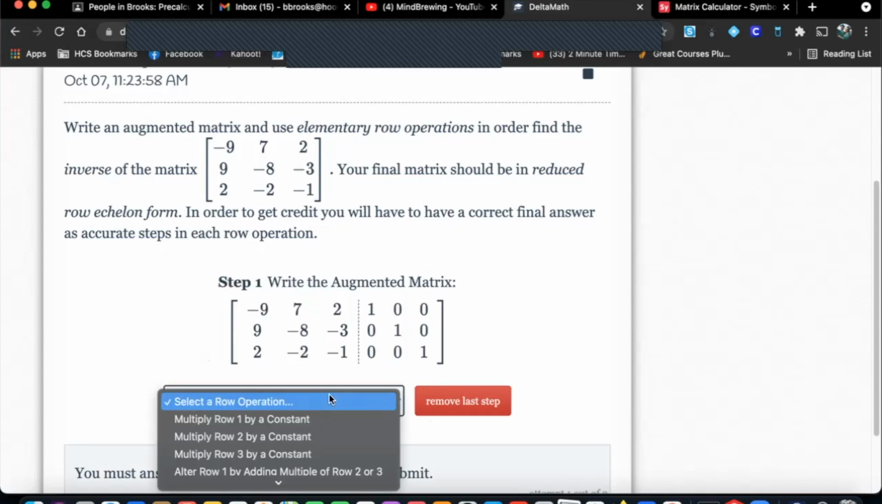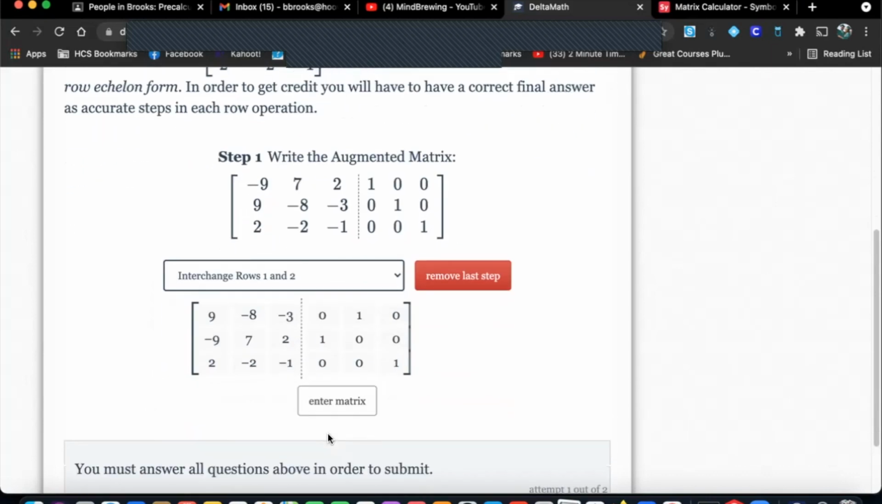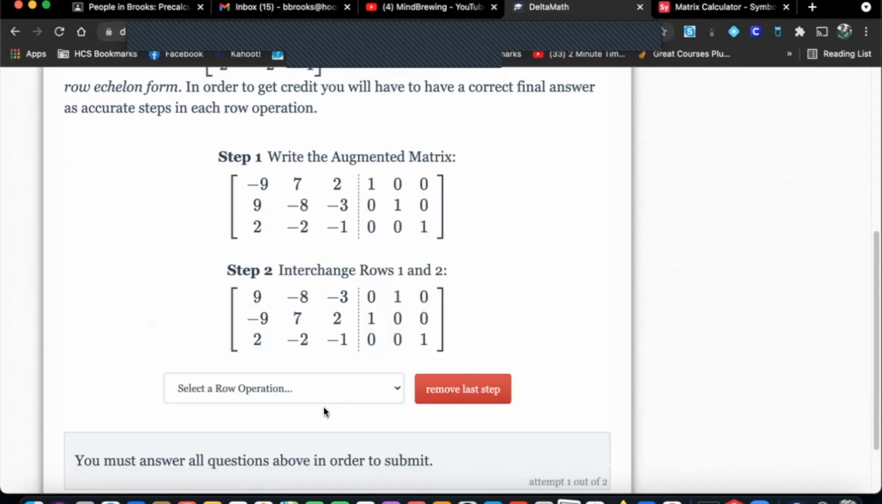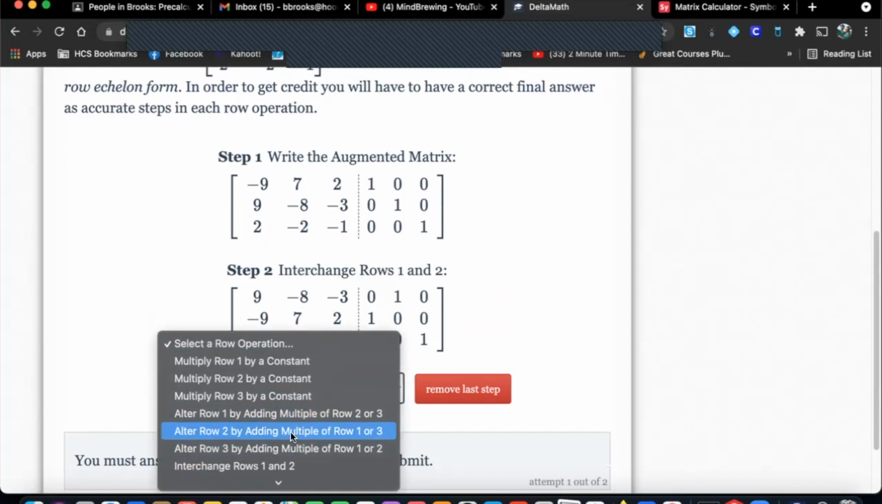I'm gonna do a couple of things here. I think I'm gonna switch rows 2 and 1 and 2. Once again, I'm deciding what to do. There's no set pathway per se. I think I'm gonna make this 0 since I can just add straight down and make that 0. So I'm going to alter row 2 by adding multiples of row 1 or row 3.